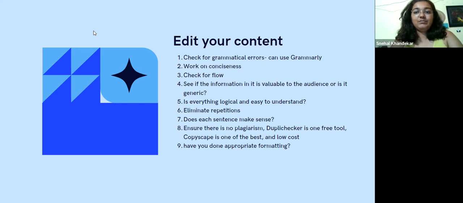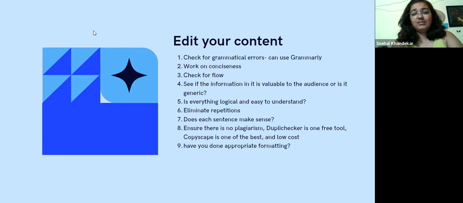Then you see if the information is valuable to the audience or is it just generic information. Basically, you compare your blog to the 4 blogs that you have picked stuff up from, and you see if there is something new that you are adding or not. Is everything logical and easy to understand? Very, very important for tech content, especially where you are trying to inform audiences how to perform a particular action on a software or how to use a particular device. You need to really dumb it down to the level that even a 10-year-old would understand it.